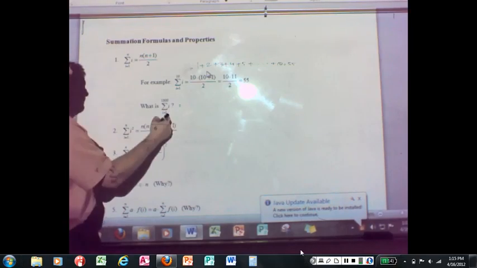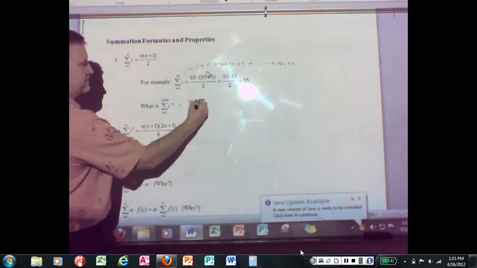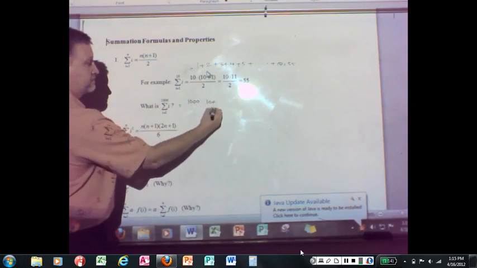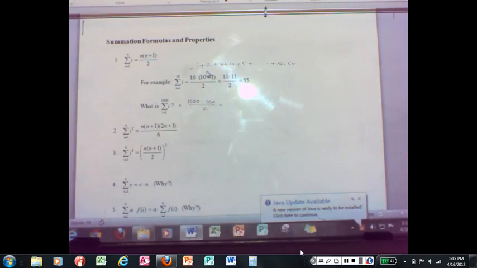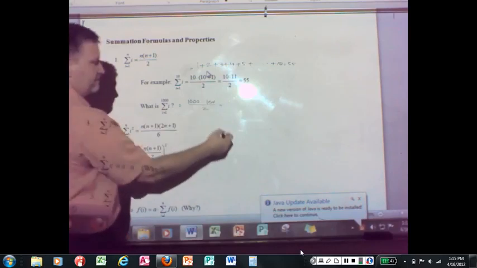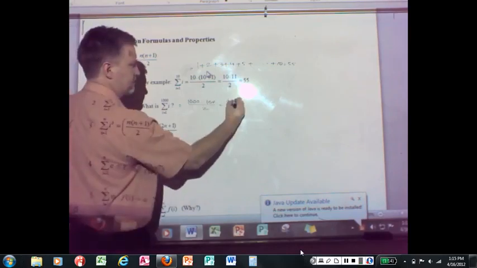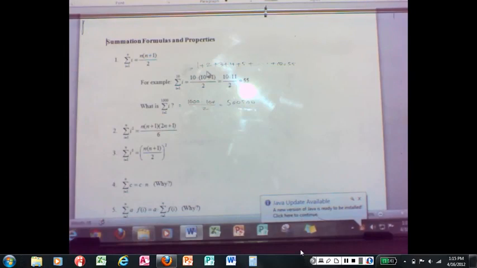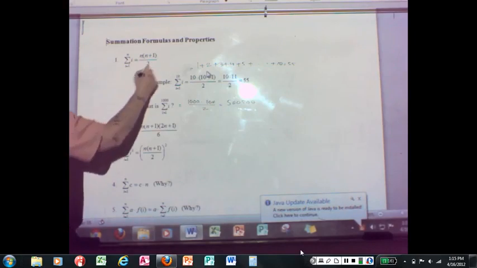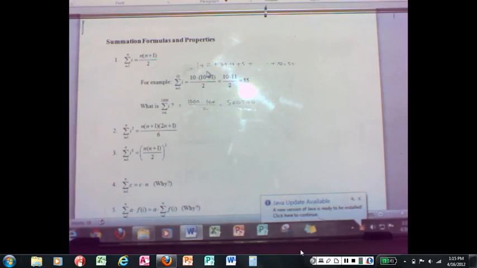So what would it be for 1,000? i equals 1 to 1,000. Well, it would be 1,000 times 1,001, right? Add 1 to it, and then divide by 2. And so that gives you, well, it would be 500 times that, so it would be 500,500. Okay. So that's a quick way to add up 1,000 numbers in order.